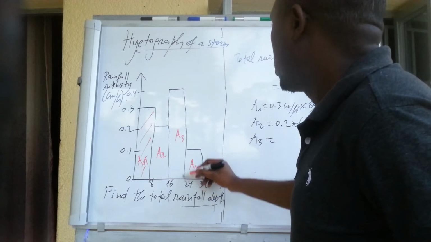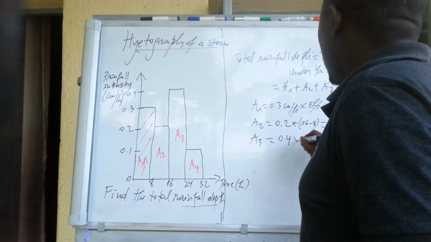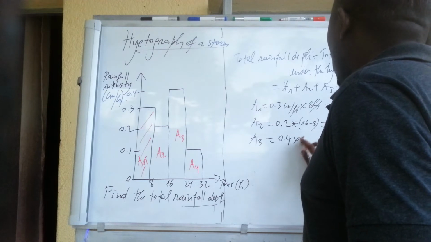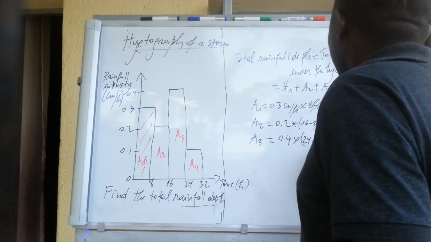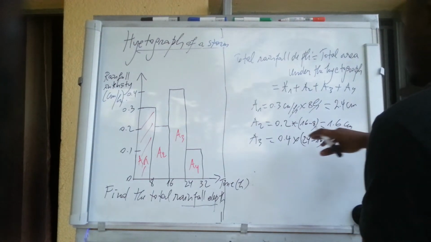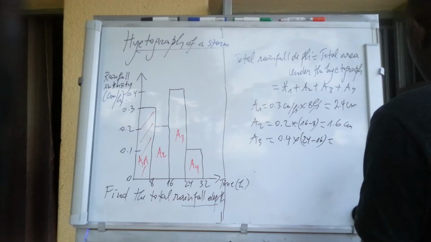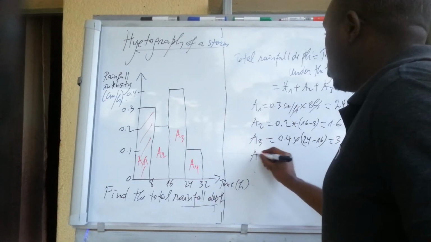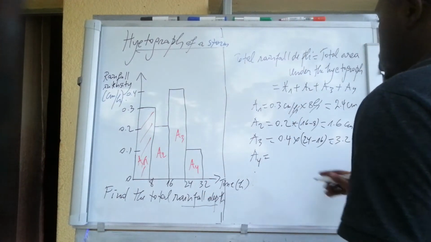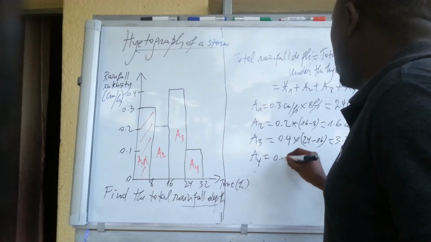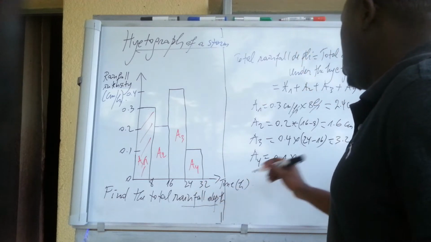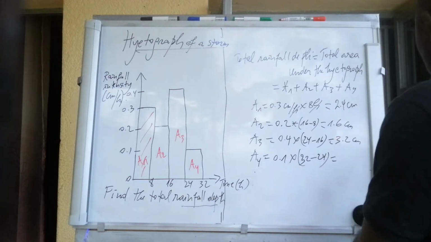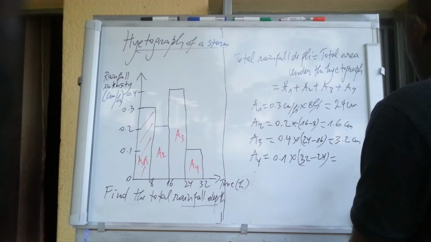Area 3 is what? It's up to here. 0.4 is the rainfall intensity times the change in time, 24 minus 16. We get 8. 8 times 0.4, we get 3.2 centimeter. And the last one is just 32 minus 24, and the rainfall intensity is 0.1, times 32 minus 24, which is 8. 0.1 times 8.